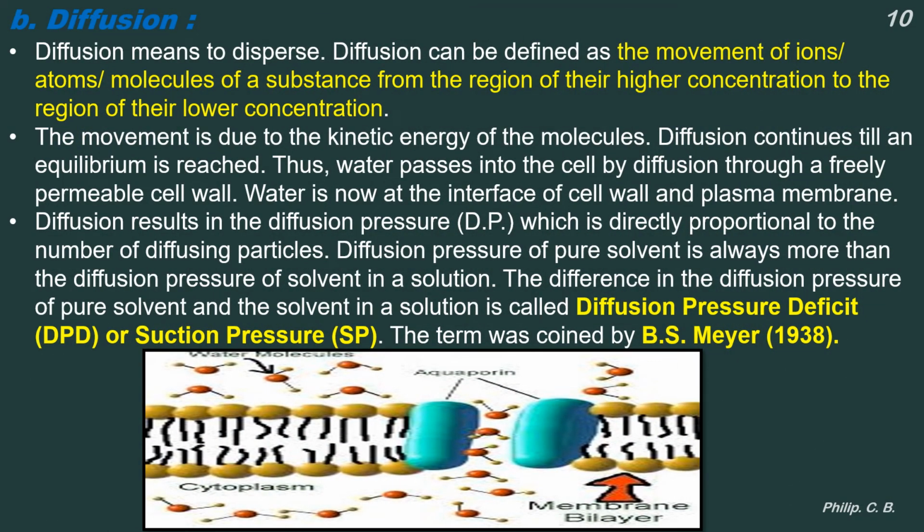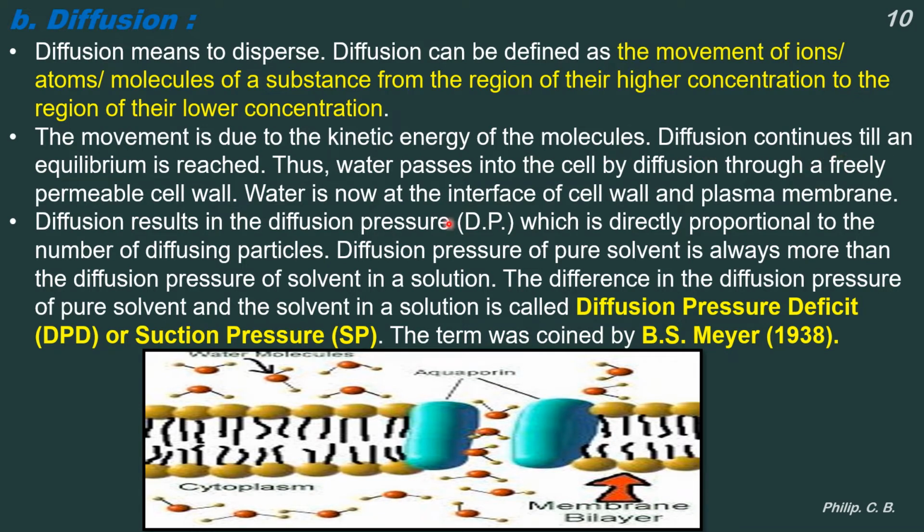Now, the second process, diffusion. So what is diffusion? Diffusion means to disperse. Diffusion can be defined as the movement of ions or atoms or molecules of a substance from the region of higher concentration to the region of lower concentration. Now from this definition statement, it is clear what diffusion is: movement of ions, atoms, molecules of a substance from a region of higher concentration to a region of lower concentration. Clear? Now the movement is due to the kinetic energy of the molecules.